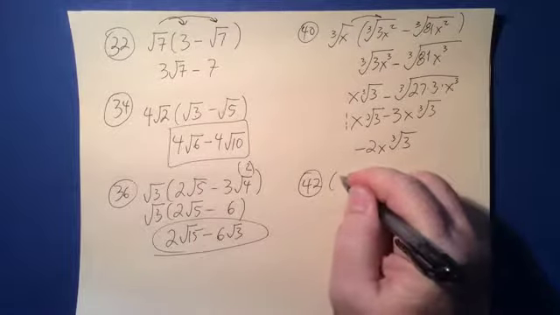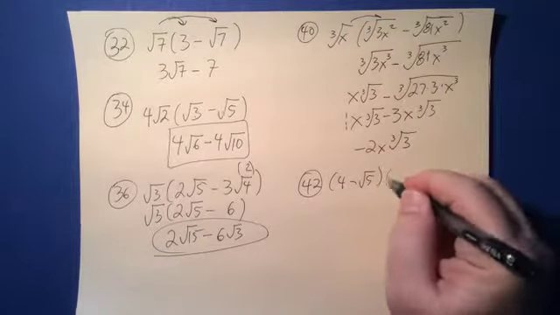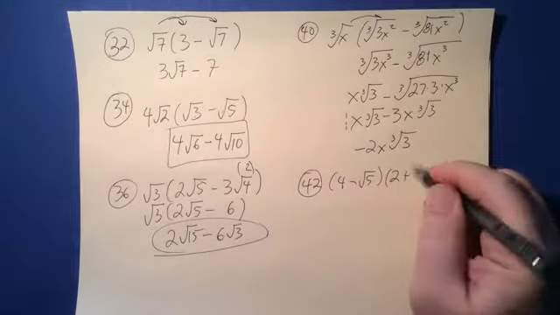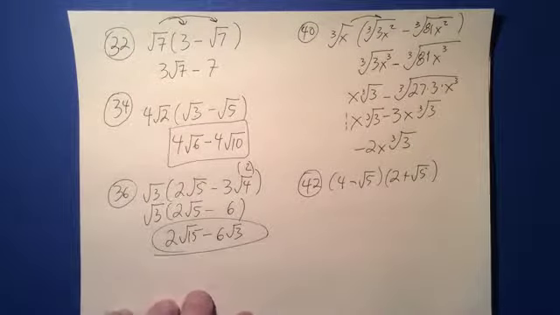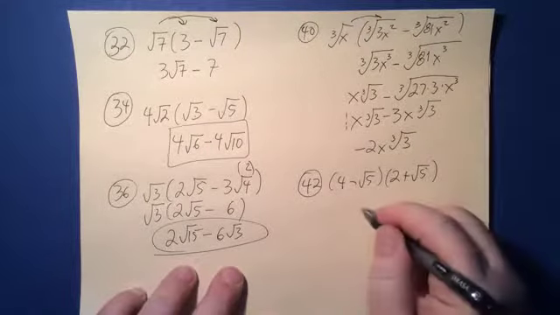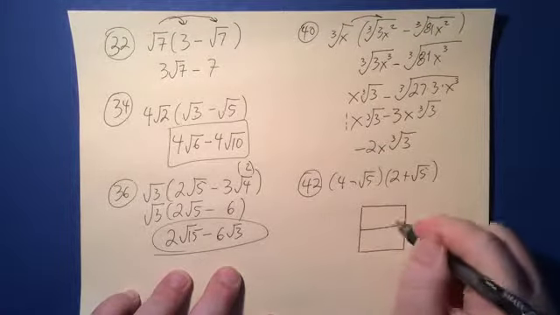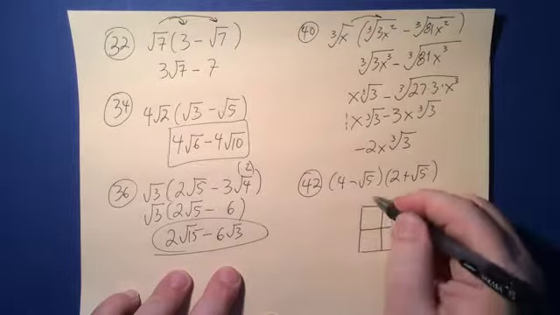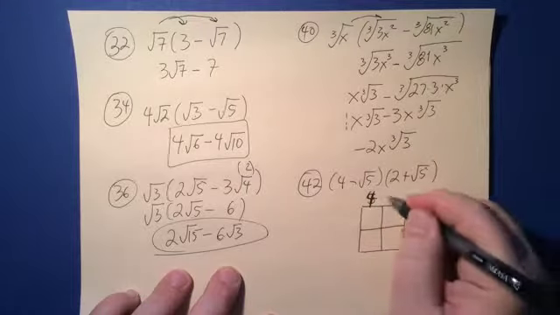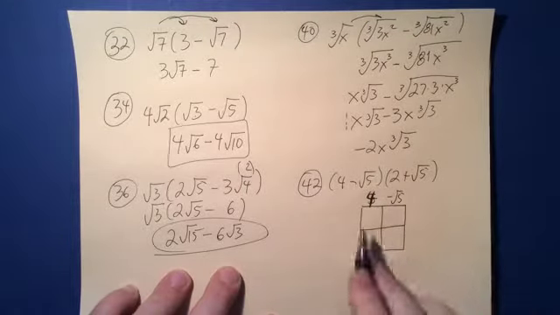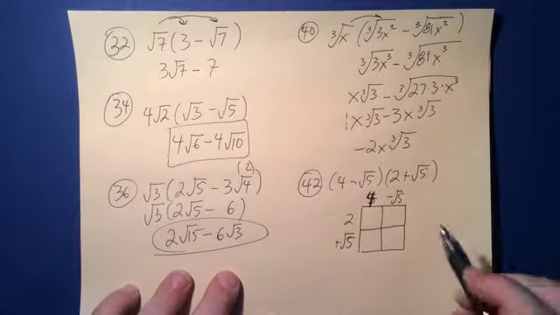So the original problem we start off with is 4 minus radical 5 times 2 plus radical 5. So what we're going to do here is I'm not going to do this with foiling. I'm going to go ahead and use a box to carry out the multiplication. It doesn't matter where you put what, well, that will matter. This should be 4, and then minus radical 5 is here. And then over here we have 2 plus radical 5. And then we're just going to multiply.